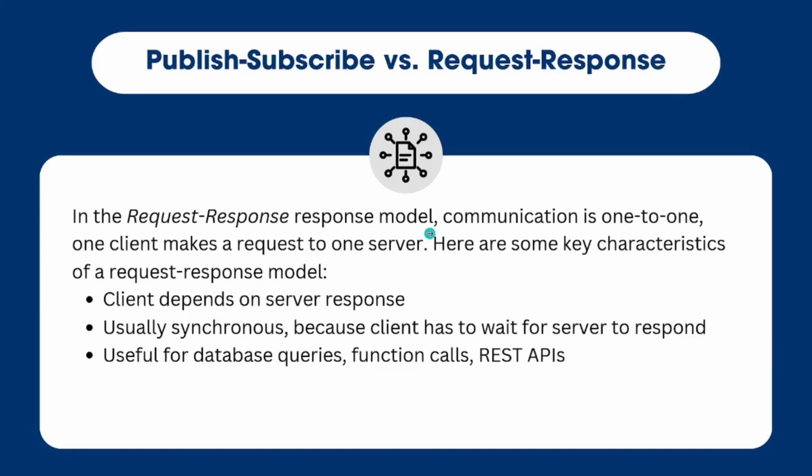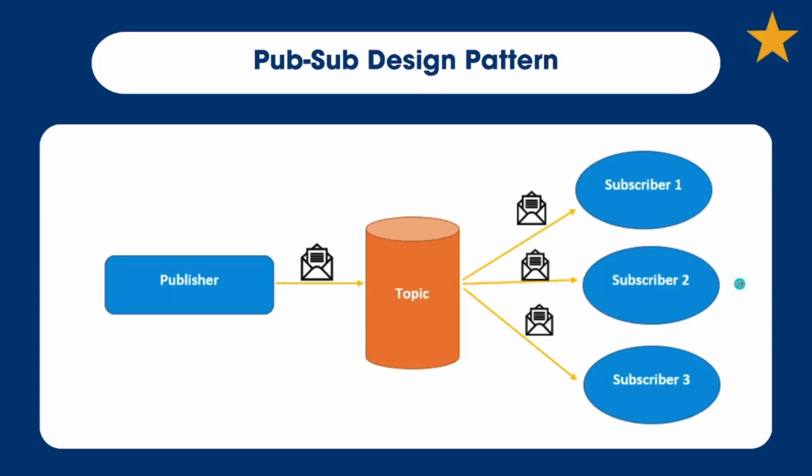In the request response model, like I said, it's one-to-one. One client makes a request to one server at a time, at least. Here are some key characteristics of the request response model. The client depends on the server response. It's synchronous because the client has to wait. This is still useful. You've got your database queries, function calls, REST APIs. It is definitely one way of communicating between microservices, but pub sub has some advantages.